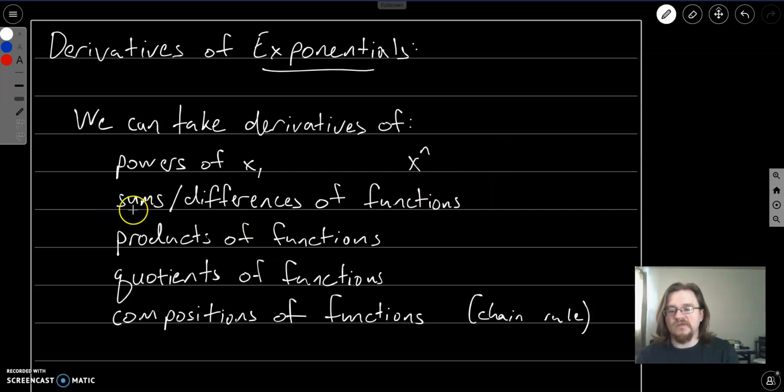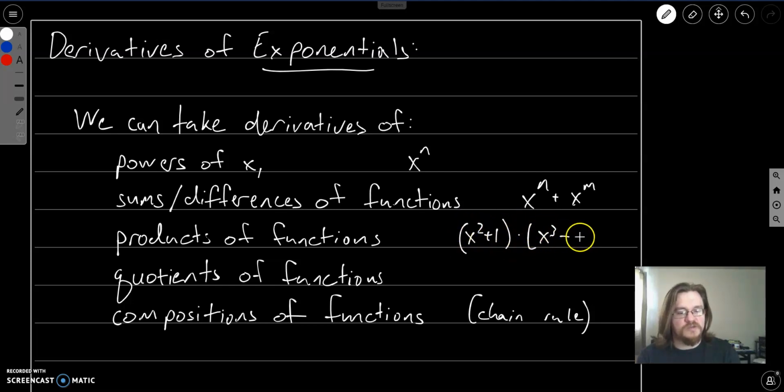We can take derivatives of sums and differences of functions. So for instance, anything, for example, that looks like x to the n plus x to the m. We can take products of functions. So I could take the derivative of x squared plus 1 times x cubed minus the square root of x. We've seen how to take the derivatives of quotients of functions.